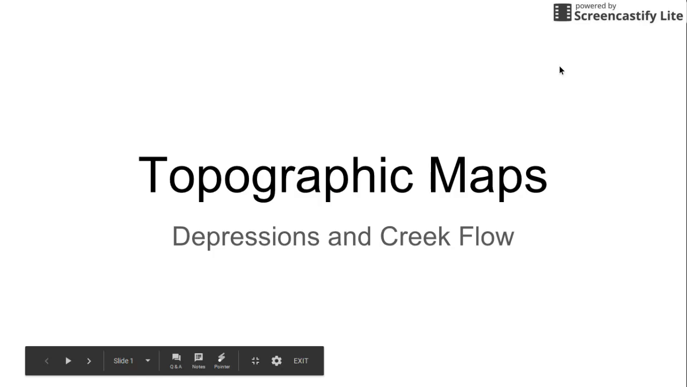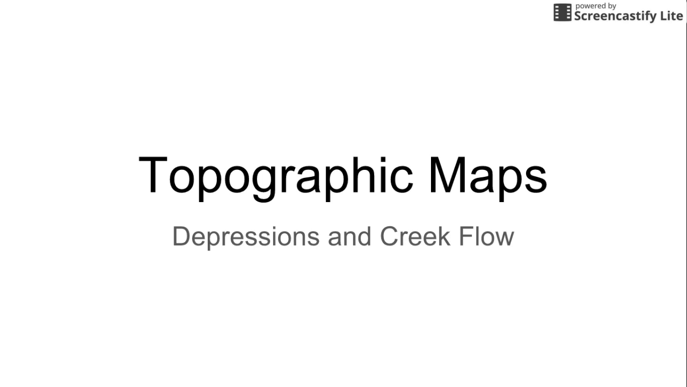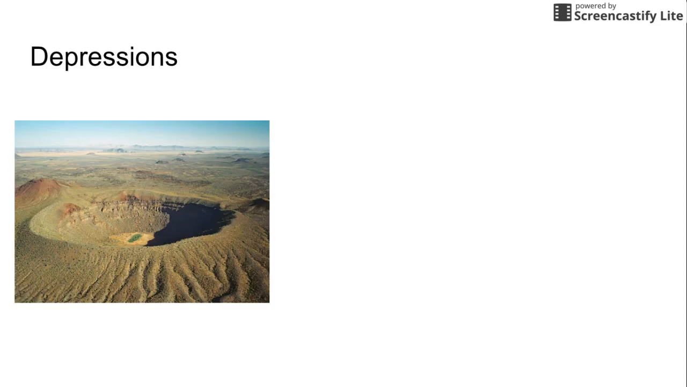Okay, so in this video, we're going to be talking about two features that we can find on topographic maps: depressions and creek flow, or finding the direction that the creek flows in. So first, we're going to start with depressions.